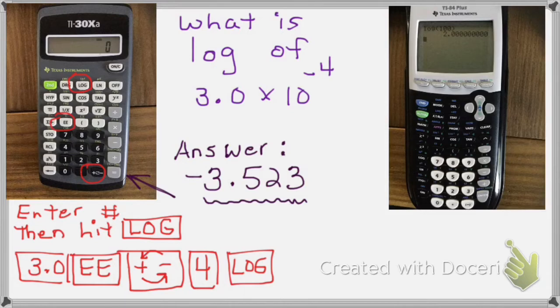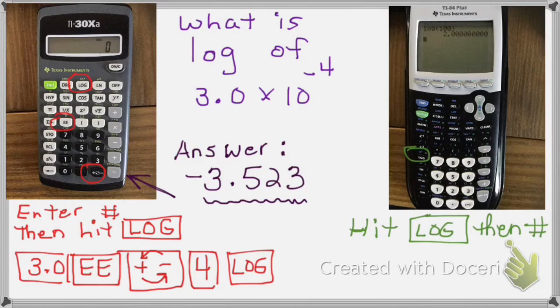Let's look at the TI-84. For the TI-84, you're going to see that first you have to hit your log button over here. Then you're going to enter your number. So it would be your 3.0, then your EE button, which is the second function above your comma, then change your sign, and the 4. Closing your parentheses, you will see that you get the same answer.